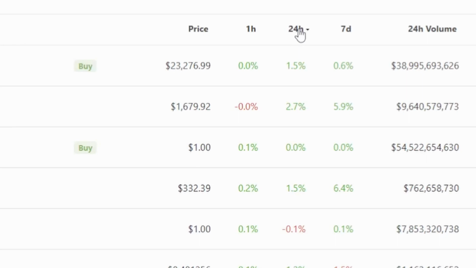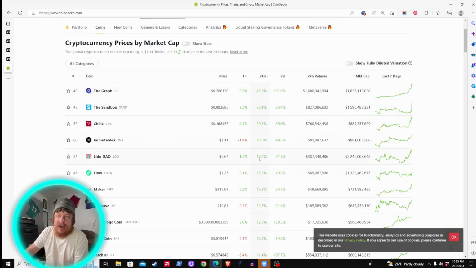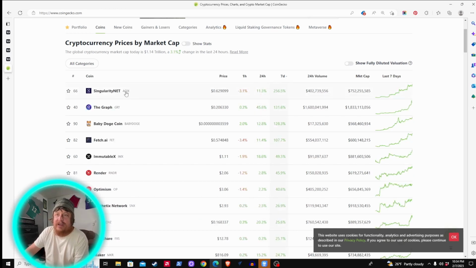However, you can come over here and look at something like, okay, what's the top in the past 24 hours? If I click this, it's going to now arrange these to where I can see, okay, GRT is up 45.6% in the last 24 hours. It's the number one coin during that time period. So if I click, for example, 7 days, same thing. I can see, okay, AGIX, Singularity Net, is the highest percent gainer in the past 7 days.